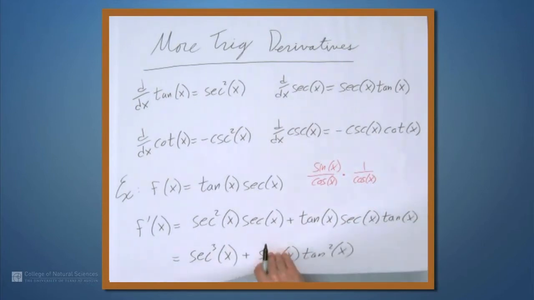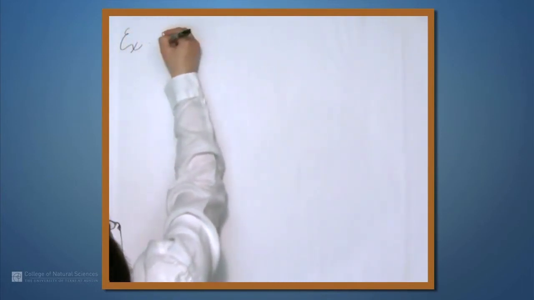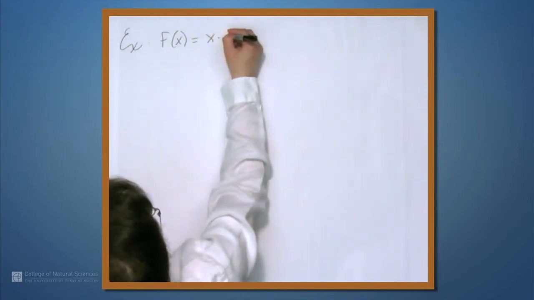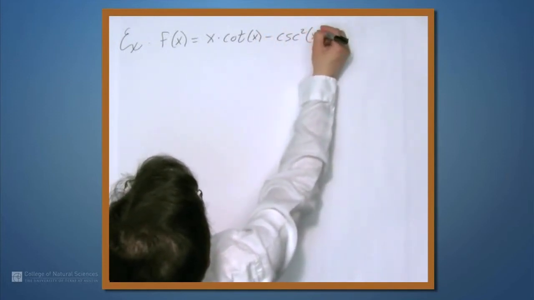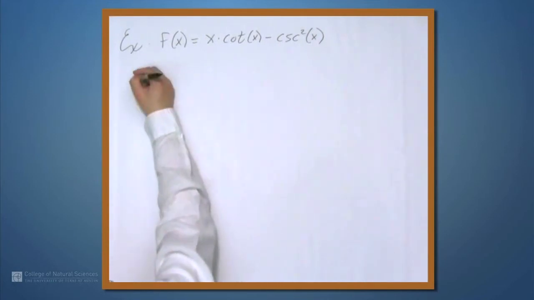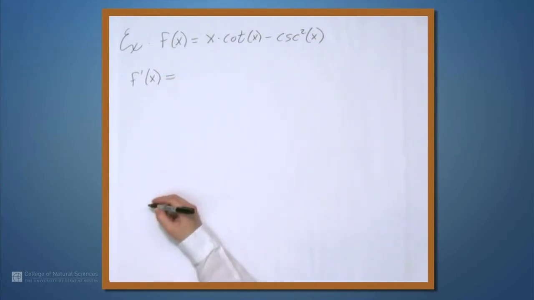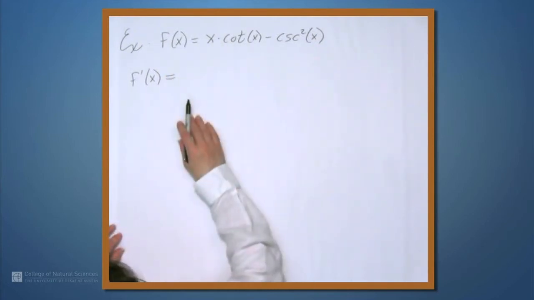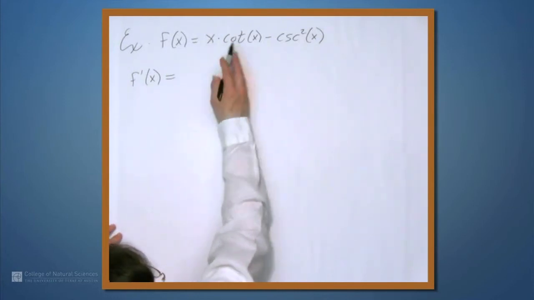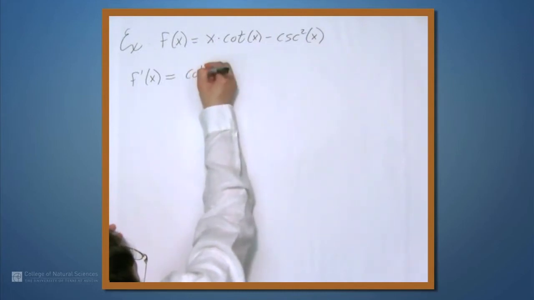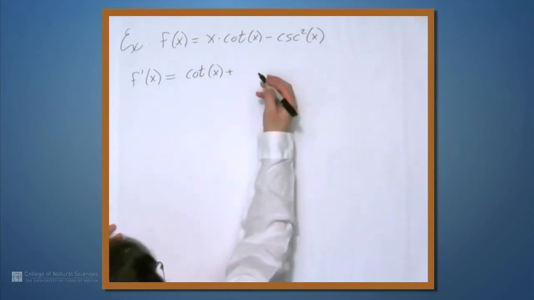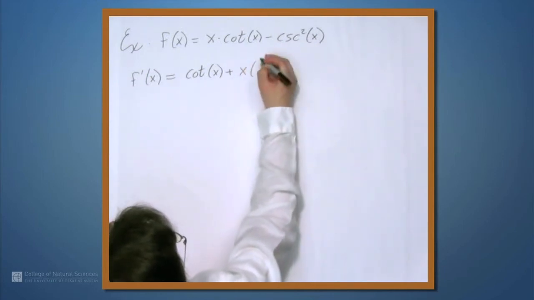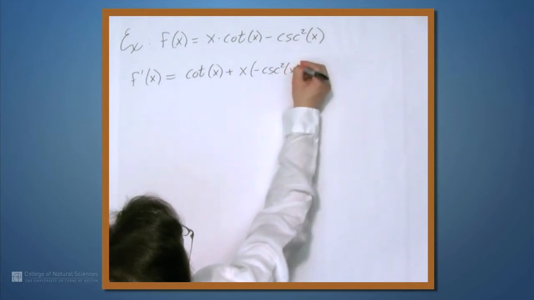So let's look at another example. So now let's say that f of x is x times cotangent x minus cosecant squared x. Then f prime, well, what is f prime? So for this first part, we'll need the product rule because we have x times cotangent. So the derivative of x is just 1. So it's 1 times cotangent x plus the first part times the derivative of the second part. So this is plus x times the derivative of cotangent, which is negative cosecant squared x.